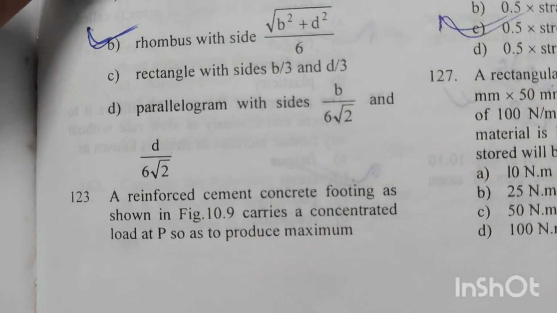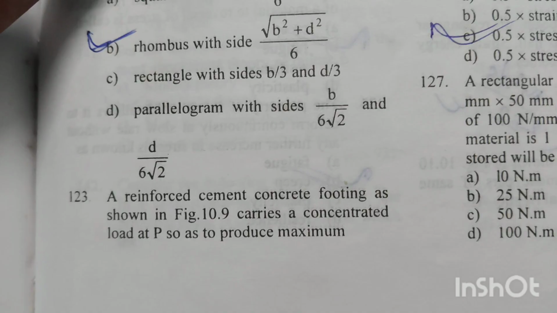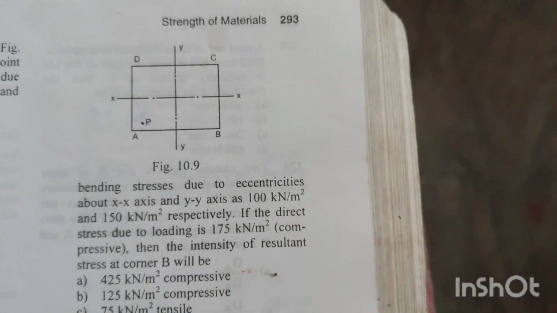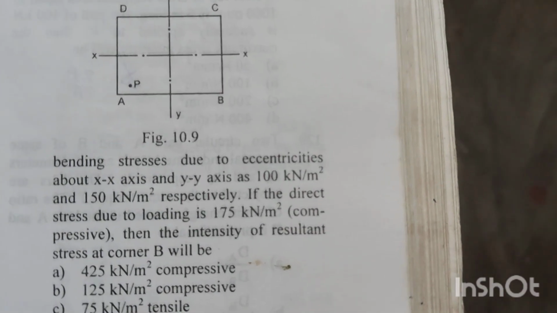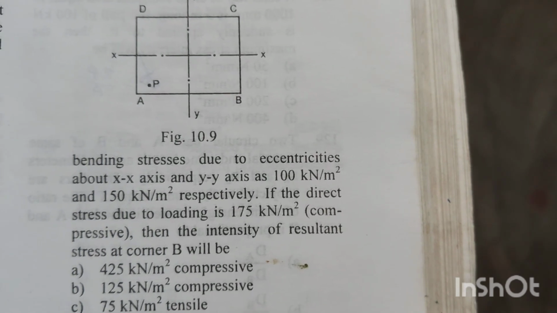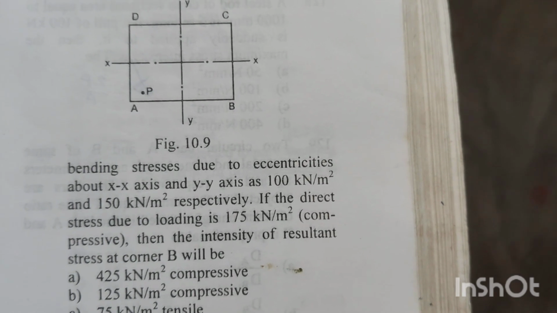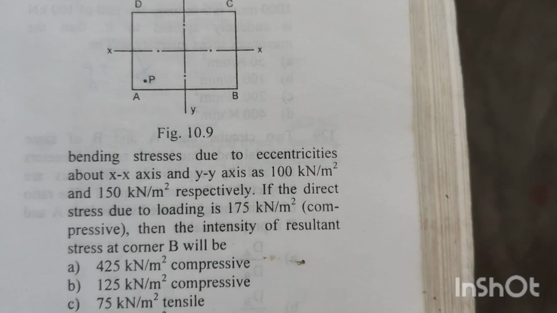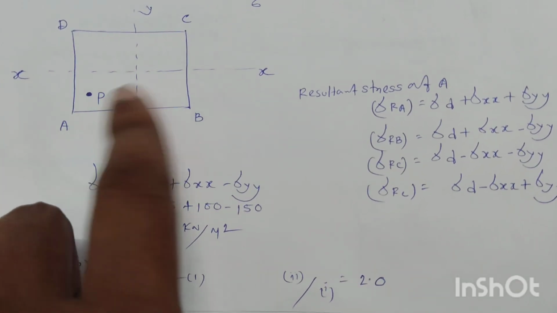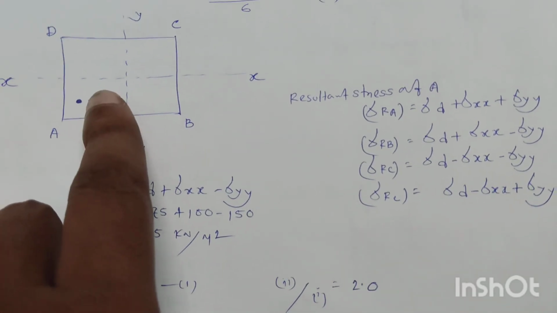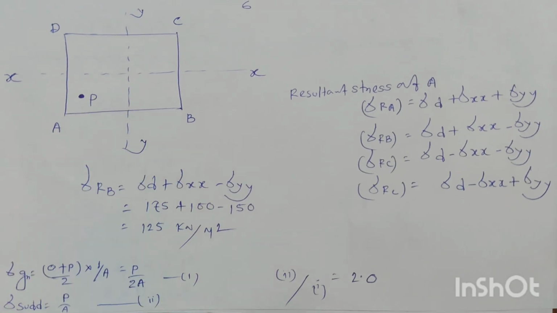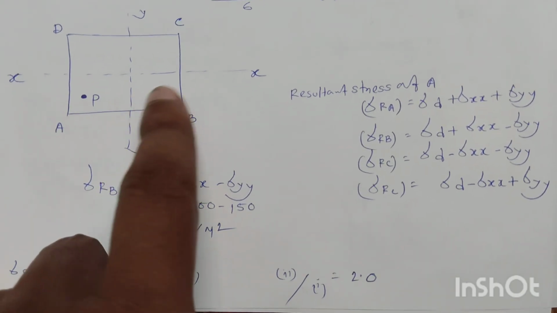Question number 1, 2, 3. A reinforced cement concrete footing as shown in figure 10.9 carries a concentrated load P so as to produce maximum bending stress due to eccentricities about the x-axis and y-axis as 100 kN per meter square and 150 kN per meter square respectively. If the direct stress due to loading is 175 kN per meter square compressive, then the intensity of resultant stress at the corner B will be. So as shown in the figure, A, B, C, D is a reinforced cement concrete footing, where load P is acting here as an eccentric load. So we have to determine the resultant stress at B.